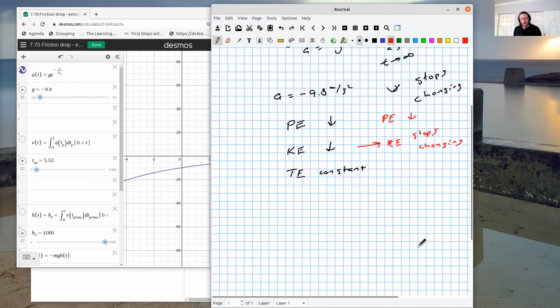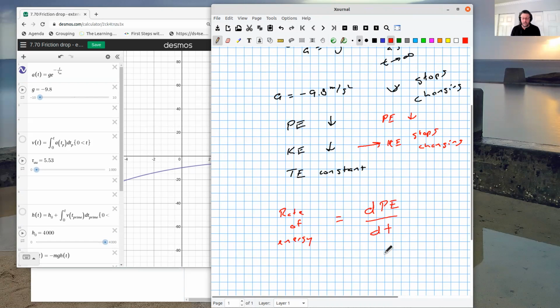So basically, we're going to end up asking: if the kinetic energy stops changing, and the potential energy continues to fall, how quickly is that potential energy being turned into heat? Okay, well, the rate of energy loss is going to be equal to how quickly the potential energy changes.